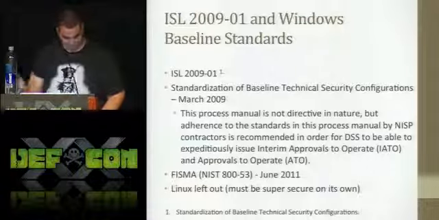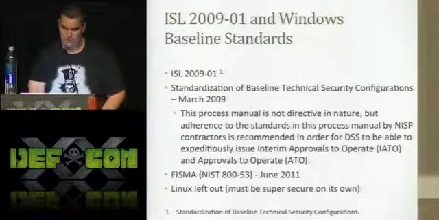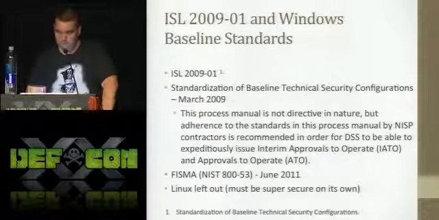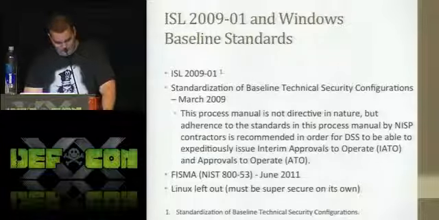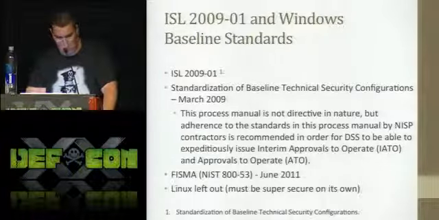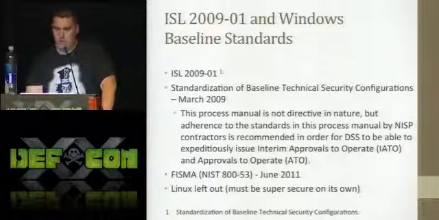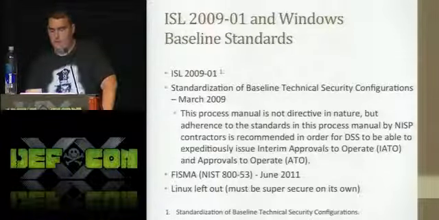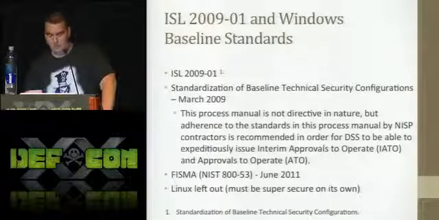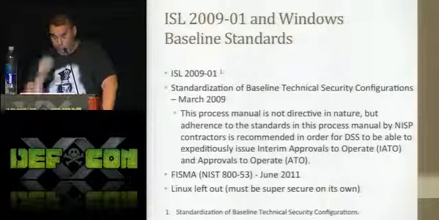One second here, sorry. So in 2009, like I said, they came out with Windows baseline standards. This was similar in size to the document I wrote, about 150 pages. It also came with a document called the Standardization of Baseline Technical Security Configurations. It's a long, stupid name, but basically it says this is how you configure Windows.